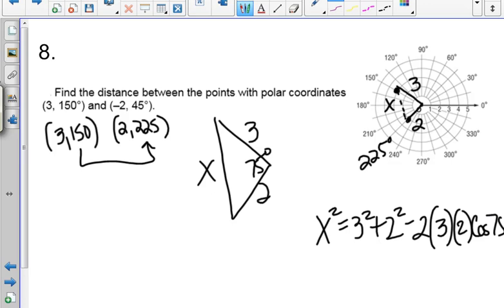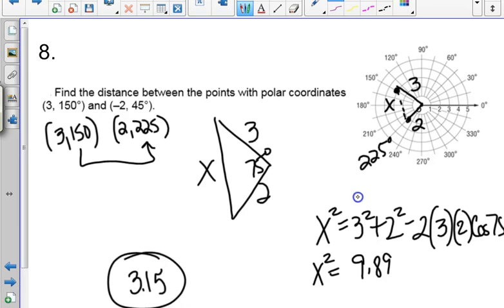Now you can touch your calculator, but please type this in. All right, I got 9.89. Is that the answer? I forgot to square root, right? I got 3.15. Is that right?